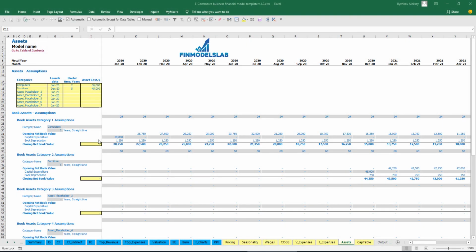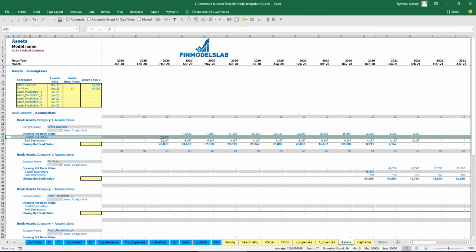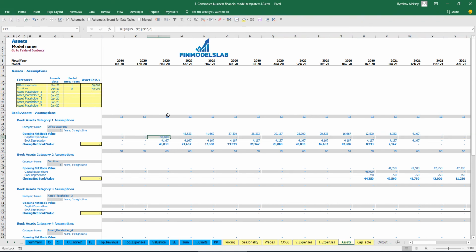On the Assets tab, you may input up to 7 assets line items and change this accordingly. For example, for the line item number 1, office expenses, you can set up the launch date for this asset type, for example March 20. You can input useful time years, let's say it's 1 year, and the asset cost, for example $50,000. So you may see in the calculation below the capital expenditure, which is in March 20.